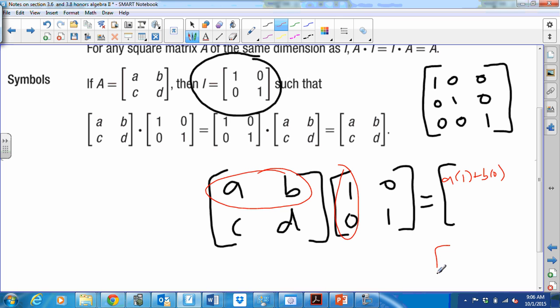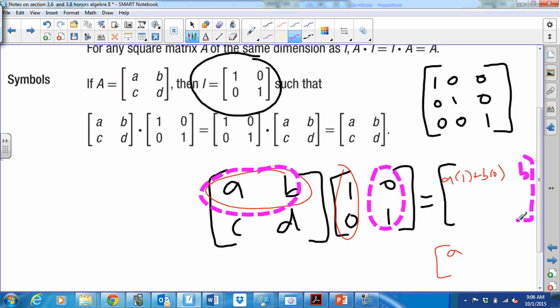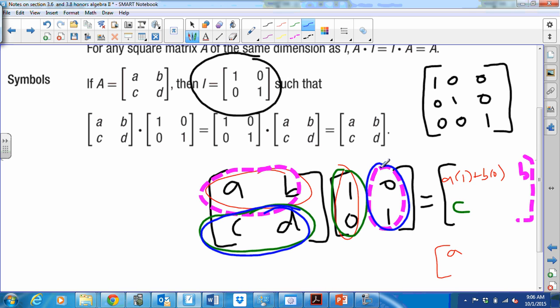Well, that's just A. And then you take row 1 times column 2. Well, that's going to be A times 0 plus B times 1, which is just B. And then you take row 2 by column 1. Well, that's going to be C times 1 plus D times 0, which is just C. And the last thing you would do is take row 2 by column 2. That's going to be C times 0 is 0 plus D times 1 is D.